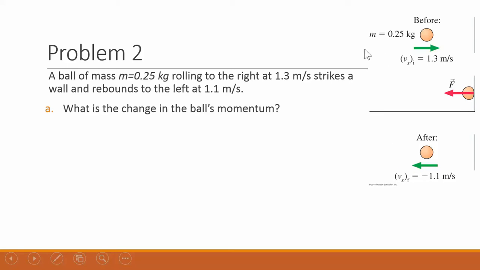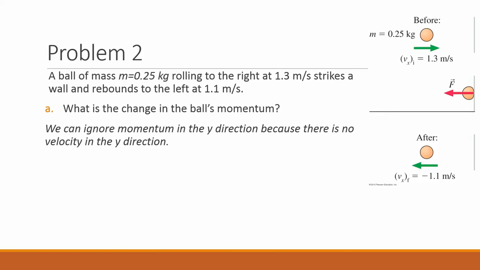So remember, we're looking down on it, so we're not going to look at y components, only x components. The first question is, what is the change in the ball's momentum? So we need to find its initial momentum and its final momentum, and then subtract final minus initial. We can ignore momentum in the y direction because there's no velocity in the y direction. This is just rolling on a flat surface.